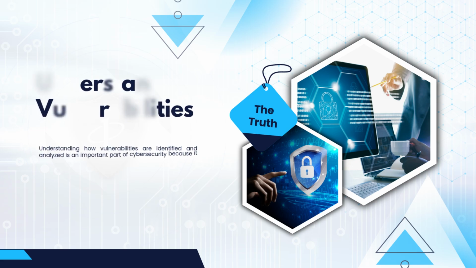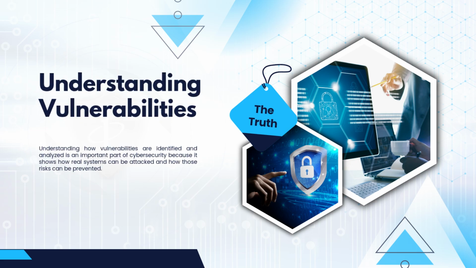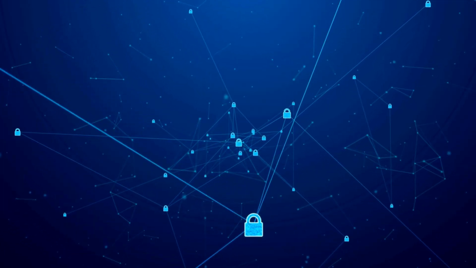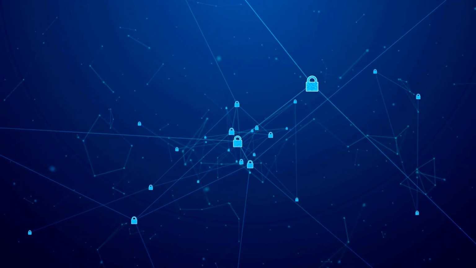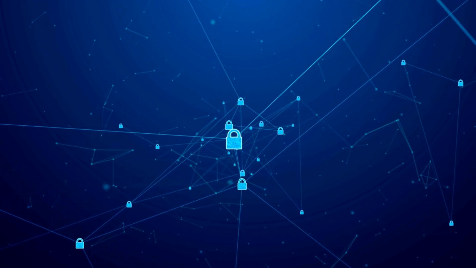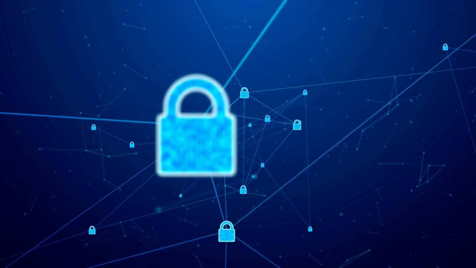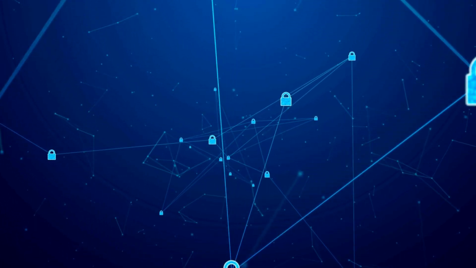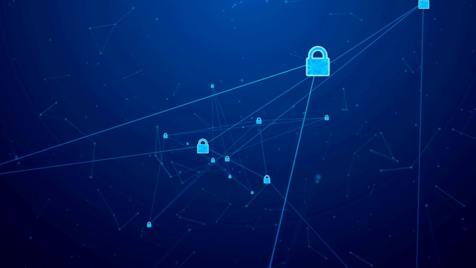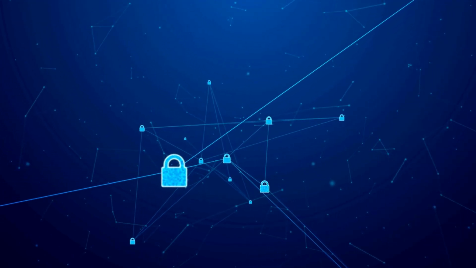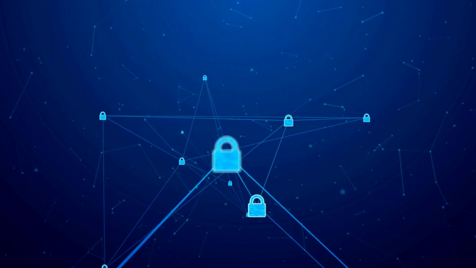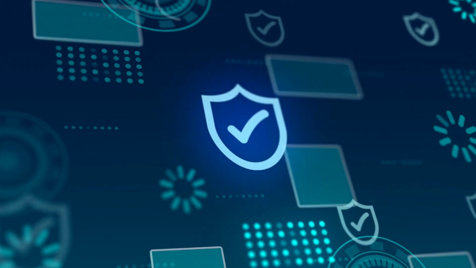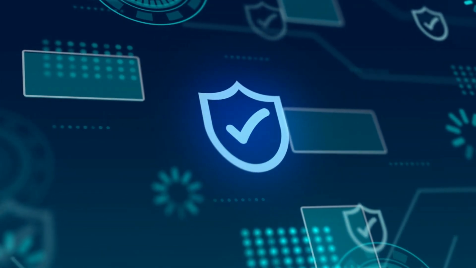Understanding how vulnerabilities are identified and analyzed is an important part of cybersecurity because it shows how real systems can be attacked and how those risks can be prevented. In this lab, intentionally vulnerable systems such as Kioptrix 2 and Metasploitable 2 are used along with a Kali Linux environment to simulate a real-world penetration testing scenario. The goal is to demonstrate how security professionals use structured methods like network enumeration, vulnerability scanning, and exploitation to identify weaknesses in a system and evaluate their impact.